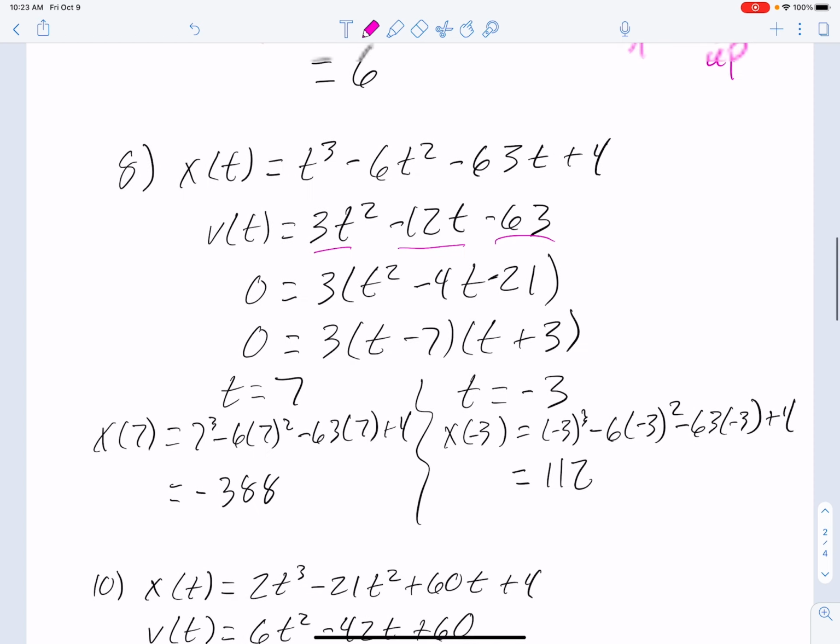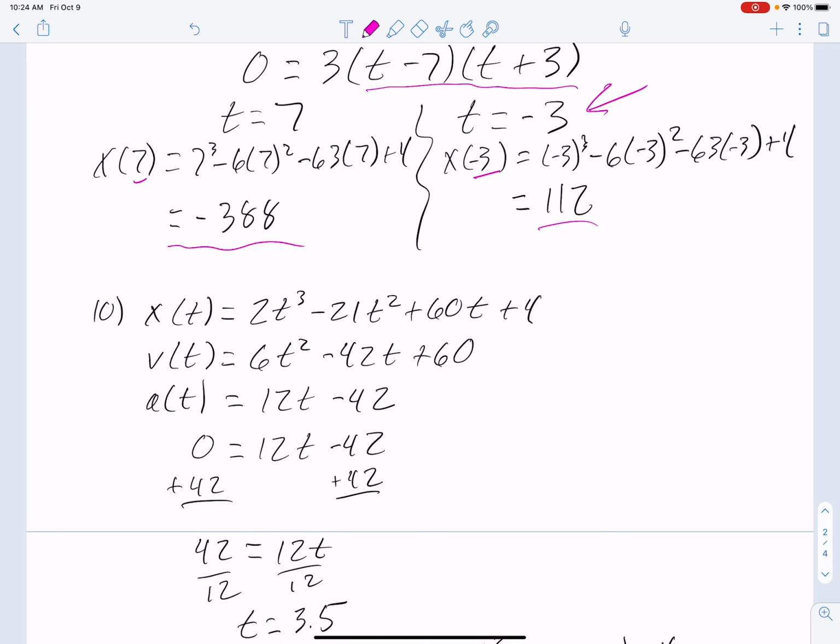Like we saw in those last couple, I can factor out a value to begin with, makes my factoring a little bit easier. Now, one of the things that we have to get used to is nowhere in the problem does it tell us time is greater than 0. And we would have discussed in class the idea that there is such a thing as negative time once you put things into context. So I'm not going to ignore this answer of negative 3. I'm going to substitute it in along with my positive 7 to find that I'm negative 388 units. So I've got 388 units to the left of the origin when t equals 7 and 112 units to the right of the origin when t equals negative 3.